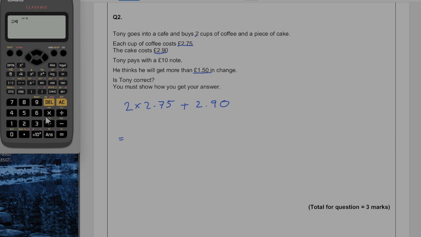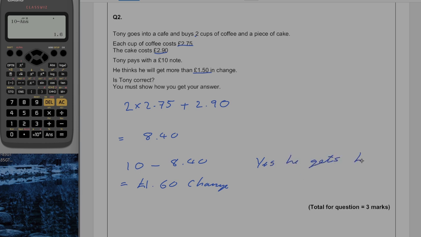So 2 times £2.75, plus £2.90 gives me a total of £8.40. So if you pay with a £10 note, I'm going to do 10 minus £8.40, which gives me £1.60 change. So he thinks he will get more than £1.50 change. Is Tony correct? Yes. He gets £1.60 change.